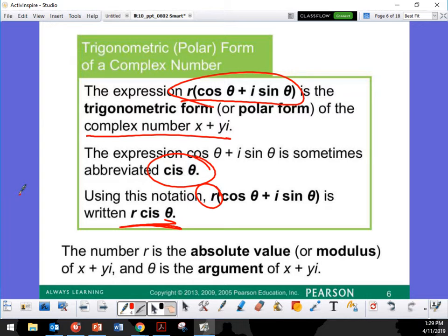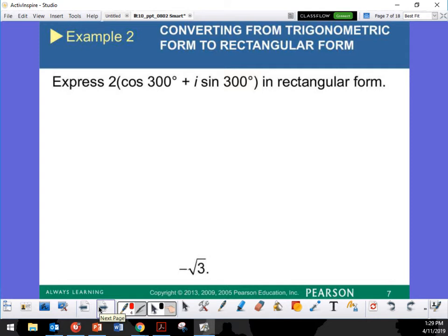Okay? So you said when we do the polar form, it's r times... Yeah, r parentheses, kind of like we have here. R parentheses cosine plus i sine. All right, express this in the rectangular form.